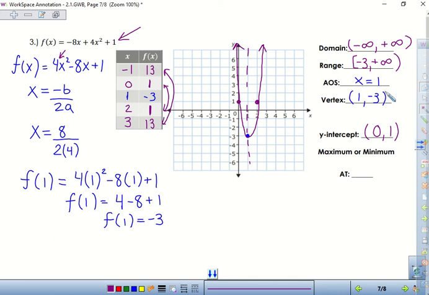So, does everyone understand the range? How I got it? Yes. Good. Does this graph have a maximum or a minimum? Minimum. At what value? Negative 3, 1. Okay. Does anyone have any questions? Technically, it'd be 1, negative 3, but yeah. Does anyone have any questions before you start the homework? No. Okay.